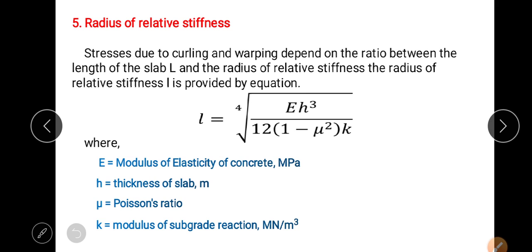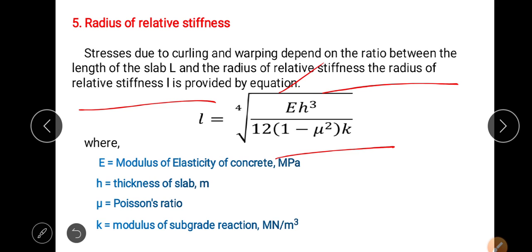Radius of relative stiffness, we come across this separately in the case of rigid pavements. Stresses due to curling and warping depend on the ratio between the length of the slab L and the radius of relative stiffness. The radius of relative stiffness l is provided by the equation: fourth root of E h cubed divided by 12 into (1 minus mu squared) into k, where E is the Young's modulus, h is the thickness of the slab, k is the modulus of subgrade reaction, and mu is the Poisson's ratio of concrete.